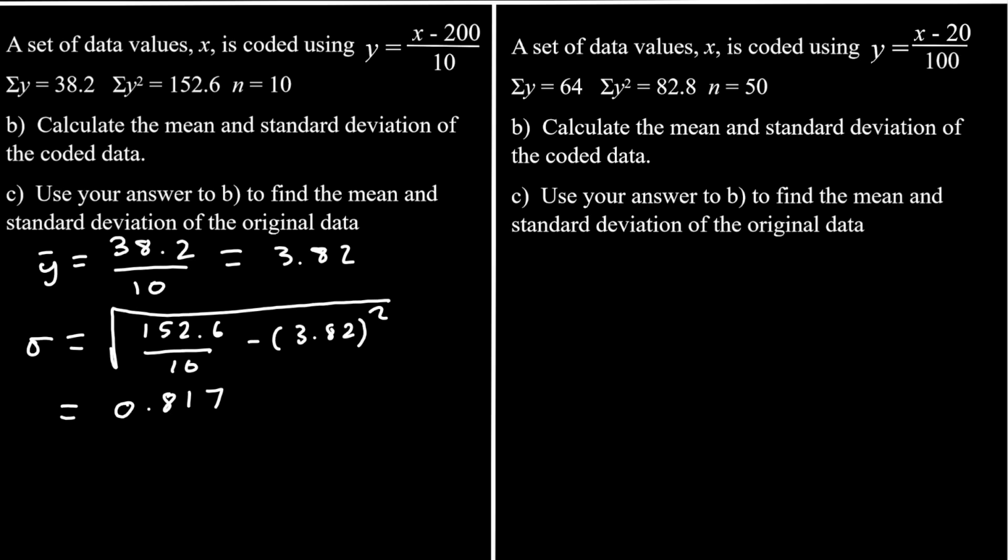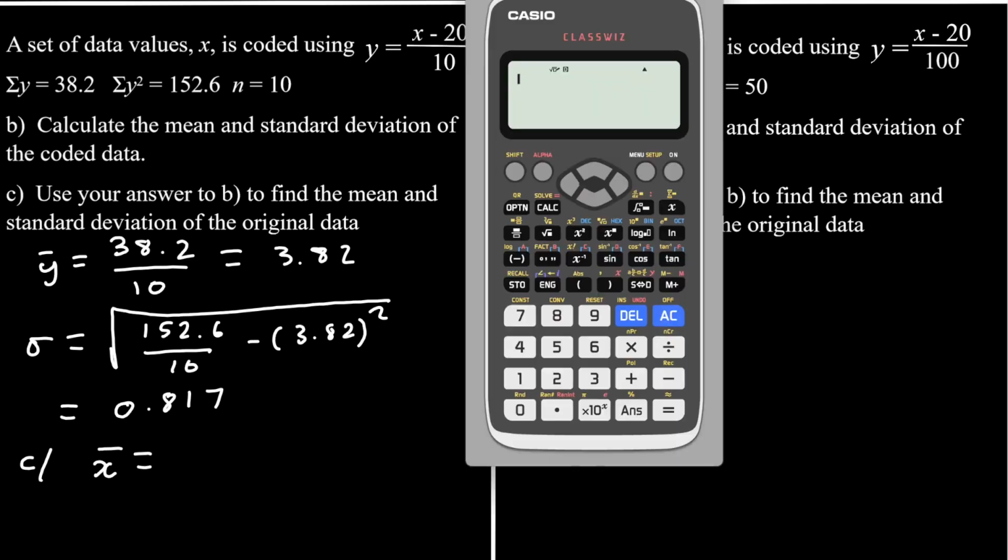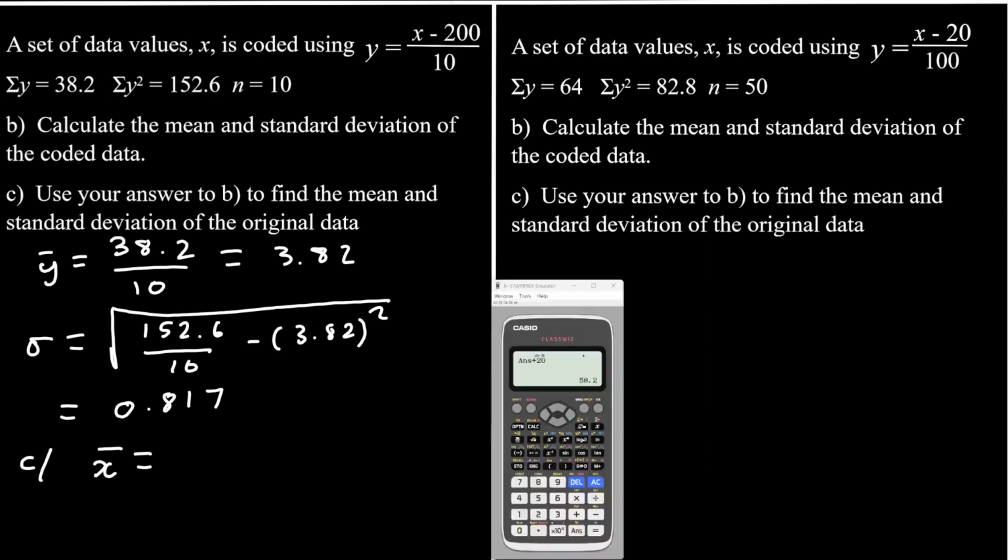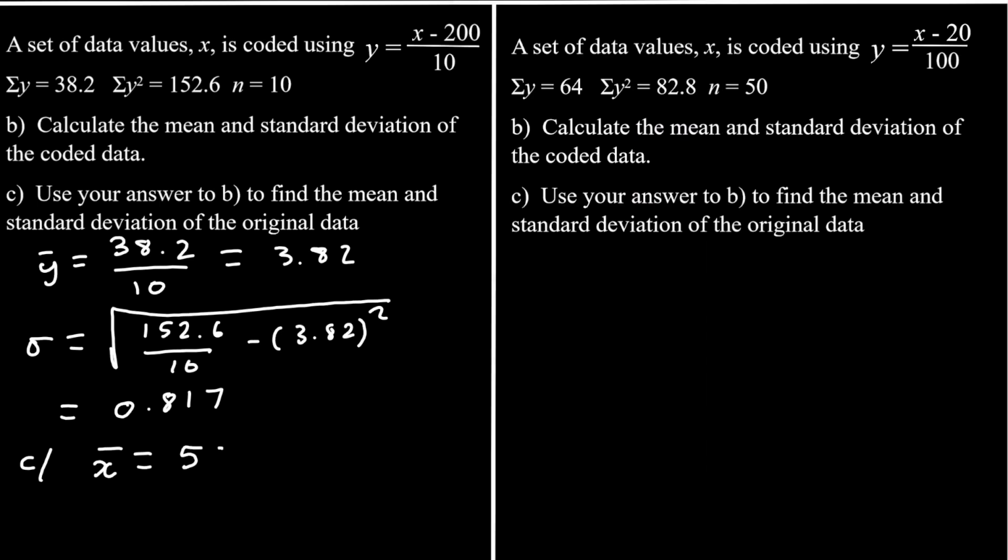So for our mean, for our x bar, we need to undo the coding. We had 3.82, we need to undo the coding. So we're going to times it by 10 and then add 200. So 58.2. So we undid the coding, we times by 10 and then add 200.